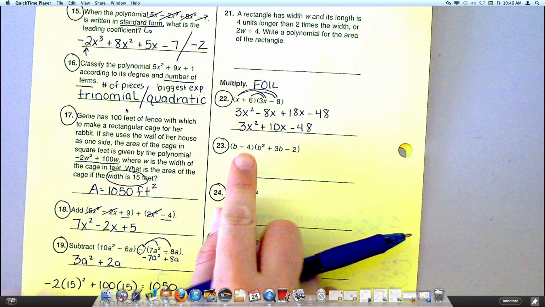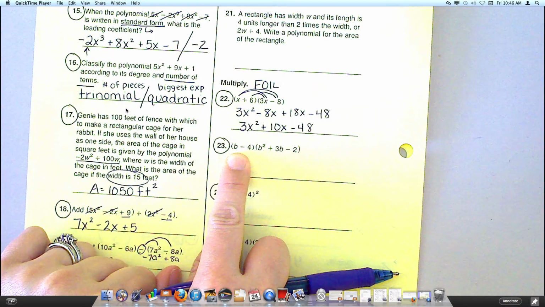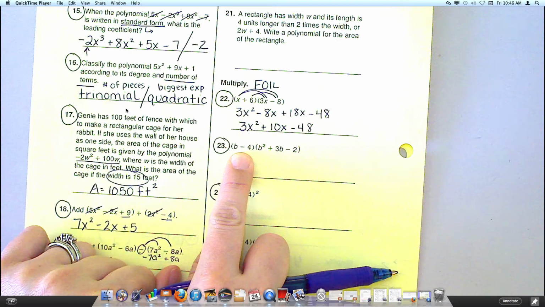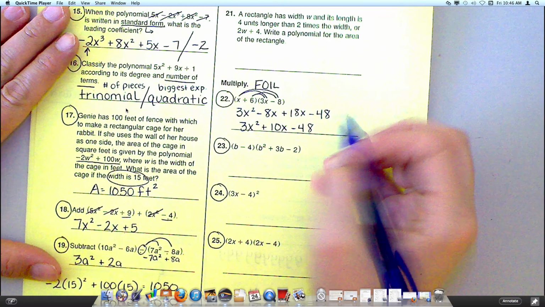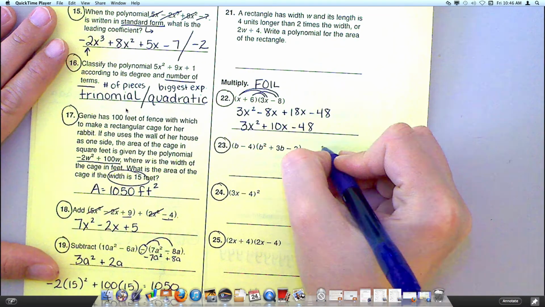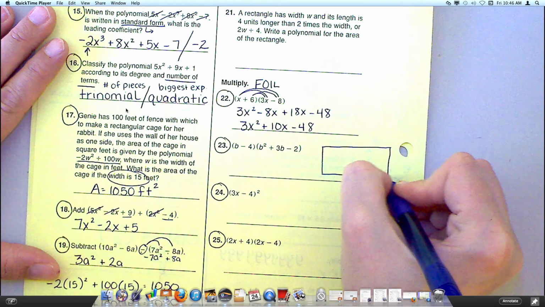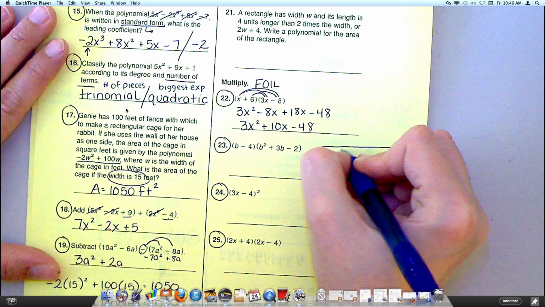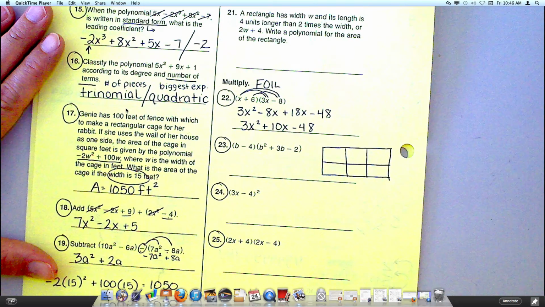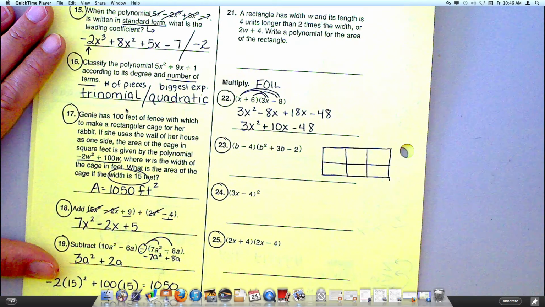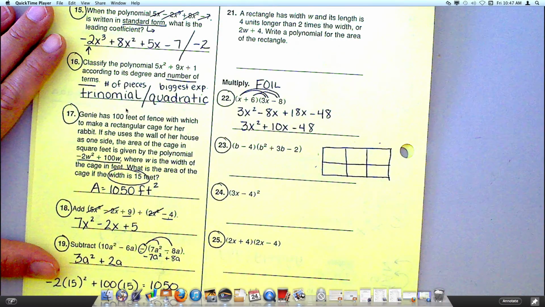Okay? So do you see how many pieces I have in this first set of parentheses? I have a b and a 4. So I have 2, and then how many pieces here? 3. So I need a box that is 2 by 3. Okay, so I'm going to split there into 2, and then I want 3 pieces up on the top. Okay? So I've got 2 pieces here and 3 pieces up here.